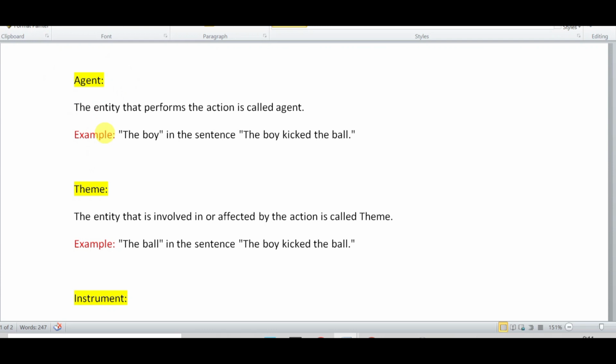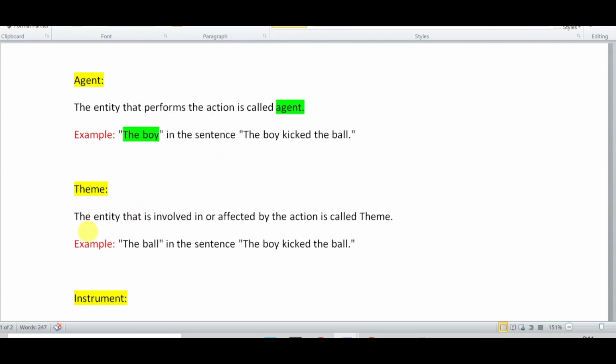The entity that performs the action is called the agent. When we study the subject, the part of the sentence that performs the action is called the subject, whereas here it is the agent. For example, the boy in the sentence, the boy kicked the ball. The boy is our agent in this sentence. Okay, this is done.